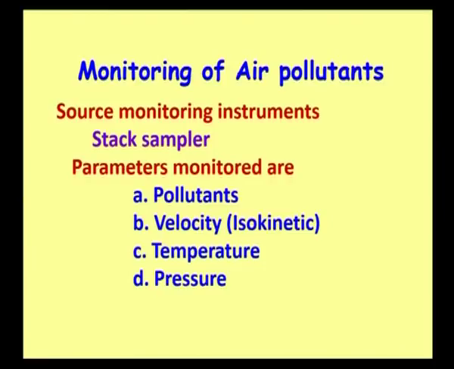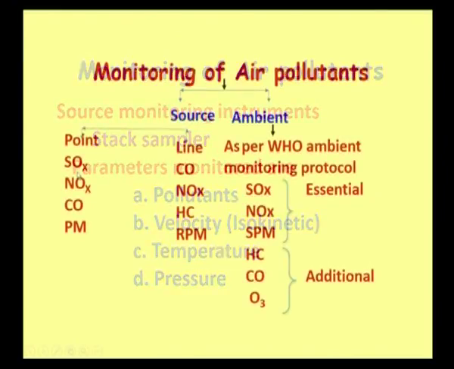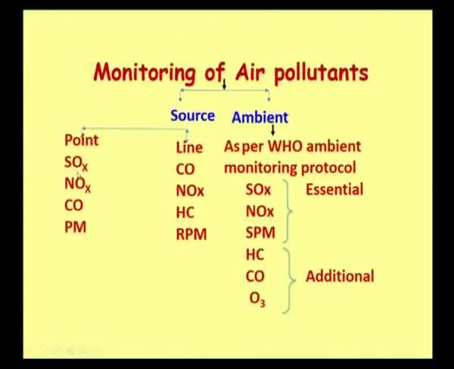The pollutants, the velocity, the temperature and pressure. So, what kind of pollution, the velocity, temperature and pressure. These are all the major parameters. And now the point sources: sulfur dioxide, nitrogen oxides, carbon monoxide and particulate matter. These are all the sources, the carbon monoxide, nitrogen oxide, etc.